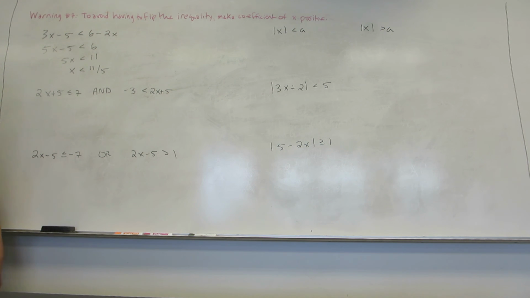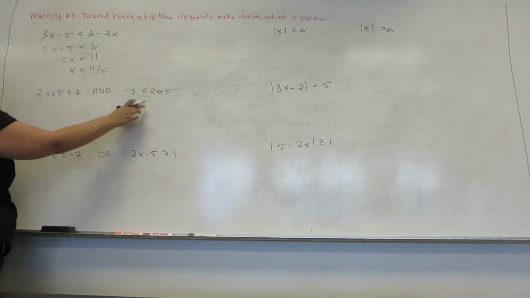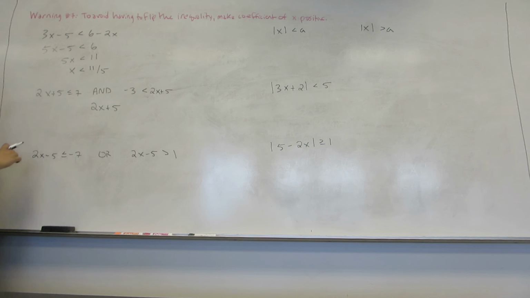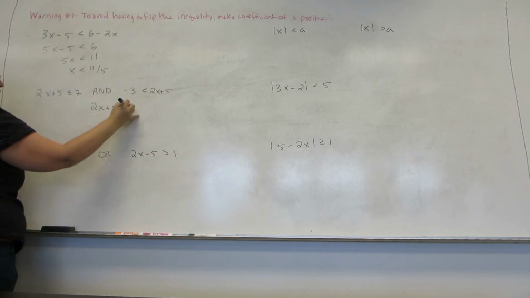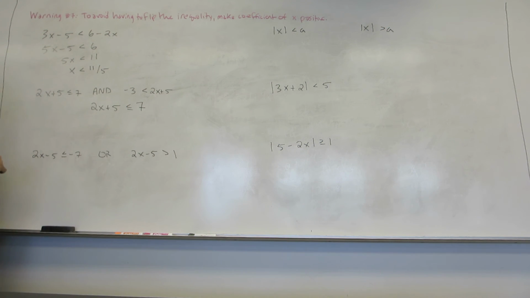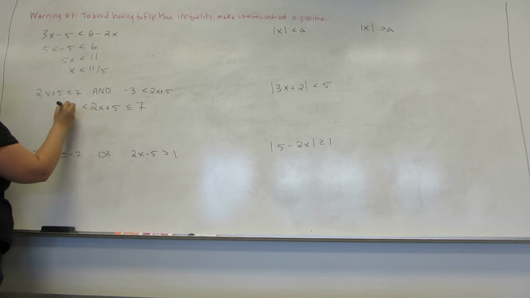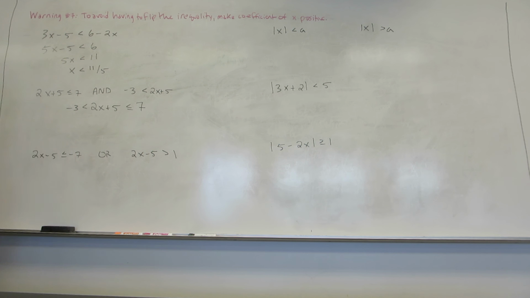Okay. It would be easier if I could solve just one thing and not have to worry about two separate things. And the beauty of an and is that you can put them together. So you notice both have a 2x plus 5. So it's going to go in the middle. This one says the 2x plus 5 is less than or equal to 7. This one says the 2x plus 5 is greater than negative 3. And there's absolutely no reason to have to write the 2x plus 5 twice when it can just sit in the middle of the other two.